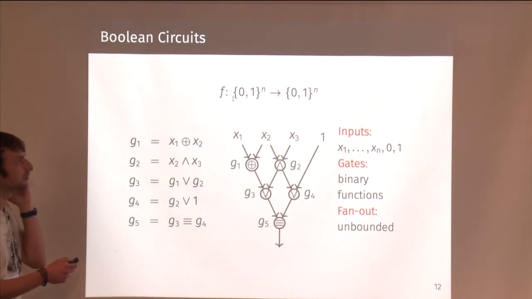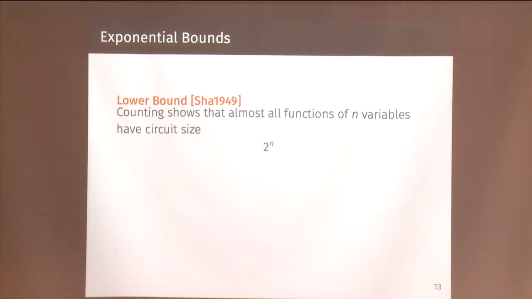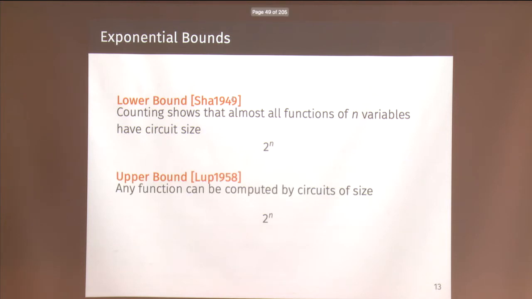Once again, we're talking about functions from n inputs to n outputs. We know just by counting that almost all functions require circuits of size 2 to the n. We also know a matching upper bound. Every function can be computed by a circuit of size 2 to the n.